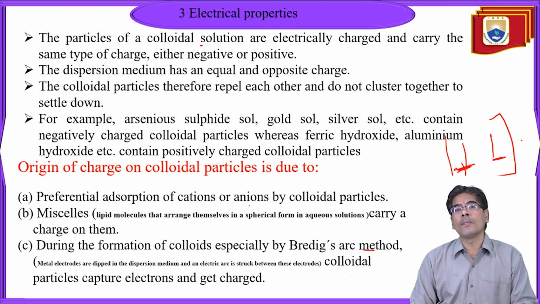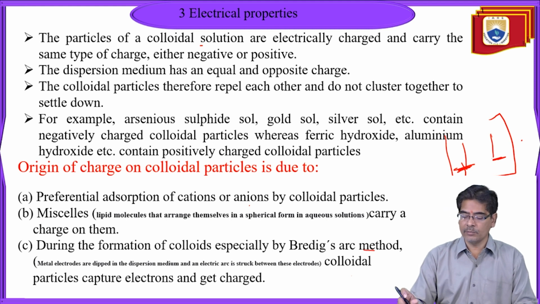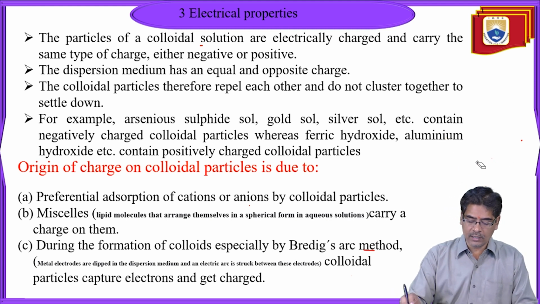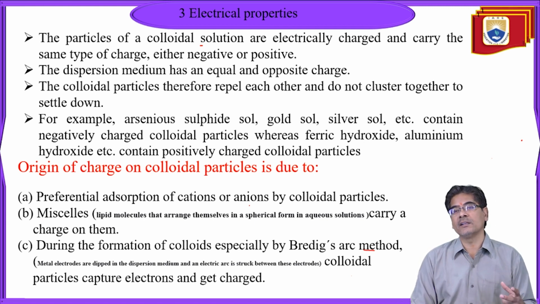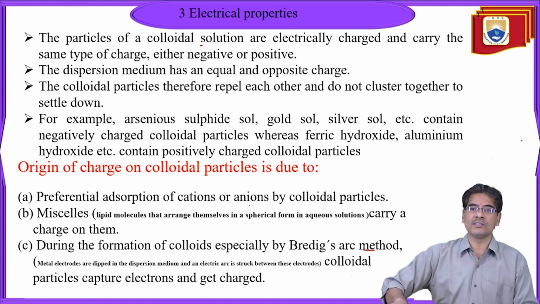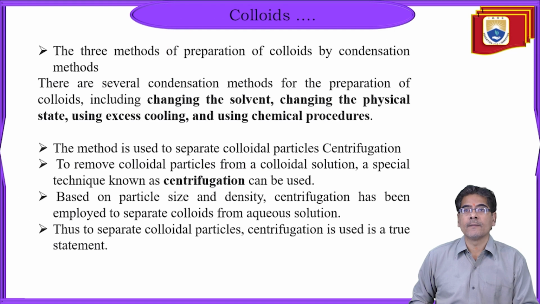Also, the origin of charge can be the formation of colloids by the Bredig's arc method, where metal electrodes are dipped into the dispersion medium and an electric arc is struck between the electrodes. In this way, colloidal particles capture electrons and get charged. This is the origin of charge on colloidal particles.